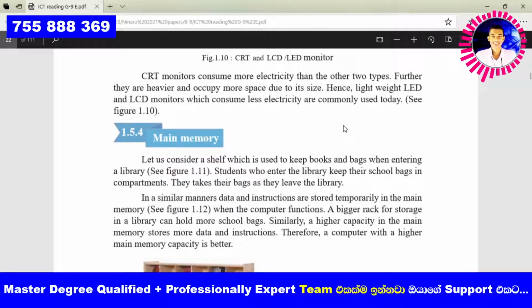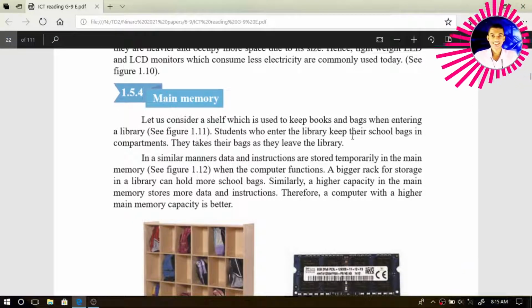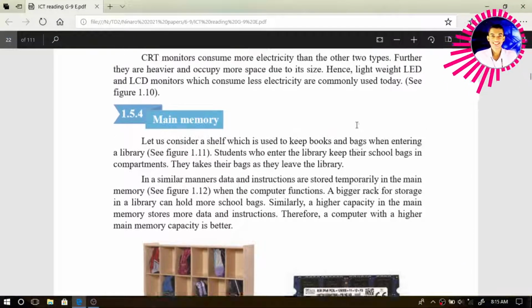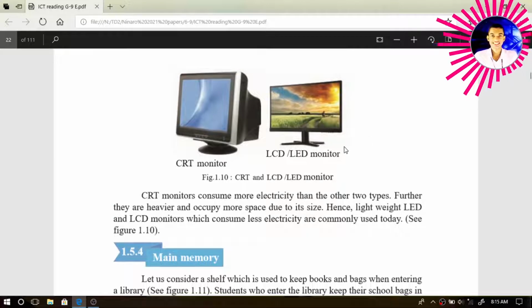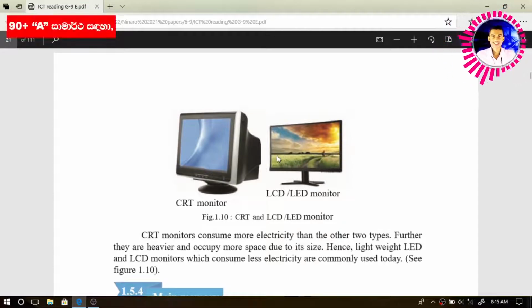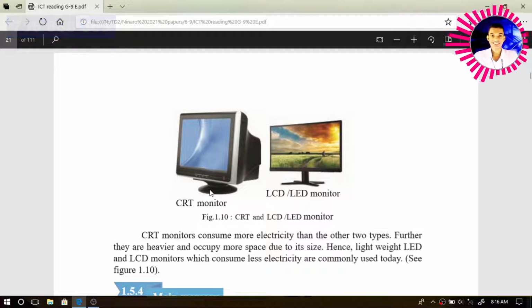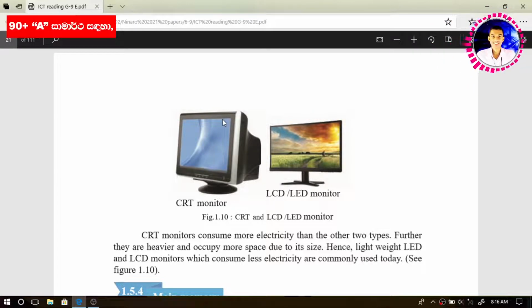Okay, in the next video we can discuss the main memory and its specifications. I think now you have a good idea about CRT, LCD and LED monitors. Nowadays we mostly see LED monitors, but a few years back we used CRT monitors also. One of the main benefits of CRT monitors is that we can see true color through them. That is the main benefit related to CRT monitors.